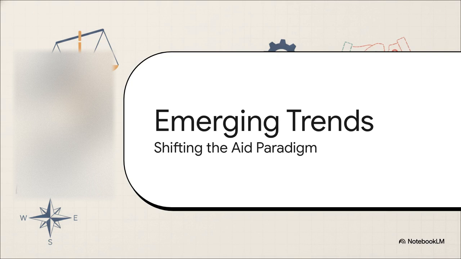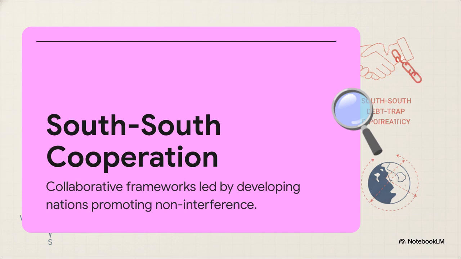That brings us to Section 3, Emerging Trends in Aid. A major paradigm shift happening right now is South-South cooperation. This refers to collaborative frameworks led by developing nations themselves, like India and Brazil. And this is an area where we can definitely both agree. The core principle here is non-interference. Unlike traditional aid that comes with all those paternalistic strings attached, South-South cooperation promotes mutual benefit without dictating a country's domestic policy. Now, even though it currently faces some pretty significant funding limitations compared to Western aid, ethically speaking, it is a vastly more equitable model.